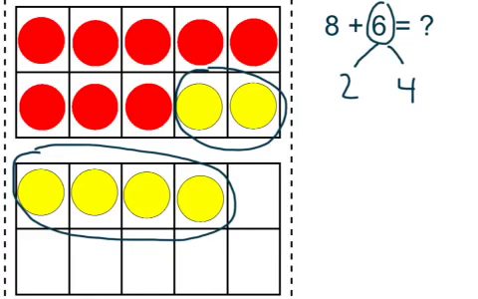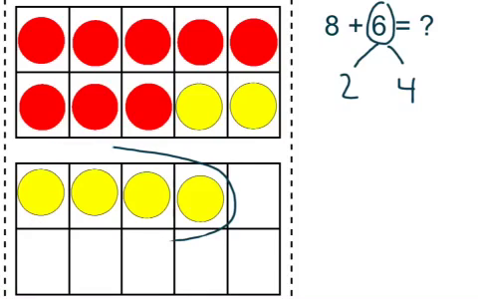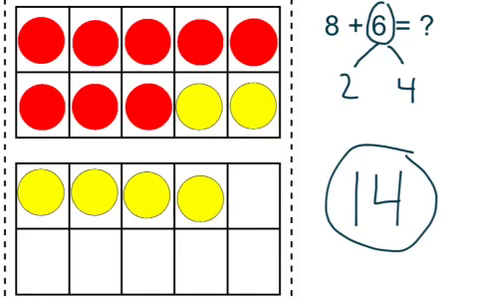This helps me see the whole picture of 14. My top 10 frame is full. That means there's 10. My bottom 10 frame has 4. 10 plus 4 is 14. So I have solved my addition sentence. 8 plus 6 equals 14. My double 10 frame helped me add and decompose.